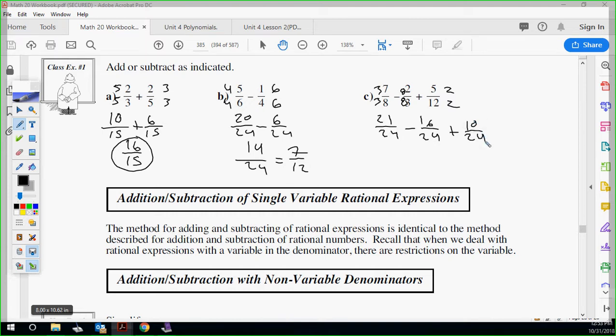And now we're just going to go ahead and add and subtract those. 21 minus 16 is 5, plus 10 is 15. 15 over 24 can be simplified. 3 goes into both those numbers. It's going to be 5 over 8. Good. So 5/8 is the simplified answer.